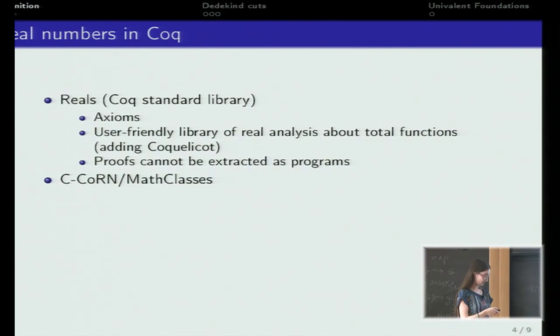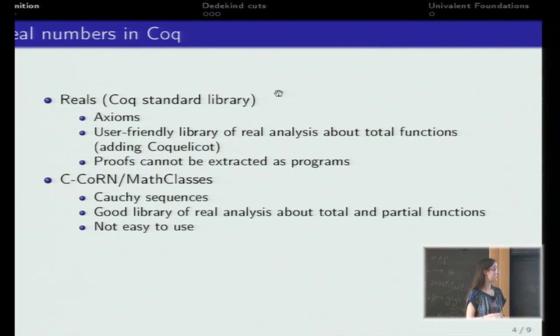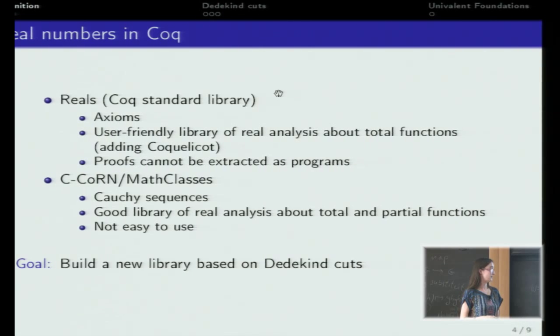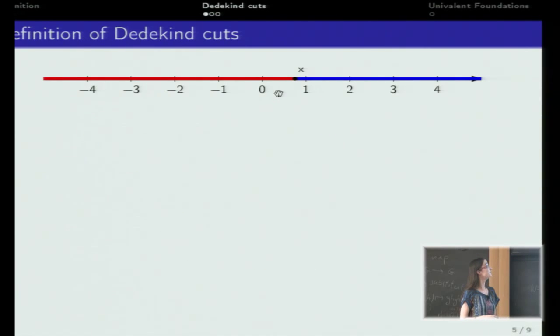The other library, CoRN, is constructive. We have Cauchy sequences. We have good properties of analysis for total and partial functions, but it is really not easy to use this library. It can only be used by specialists, and so it is not of interest. And for this year, my goal will be to build a new library based on the Dedekind cuts.